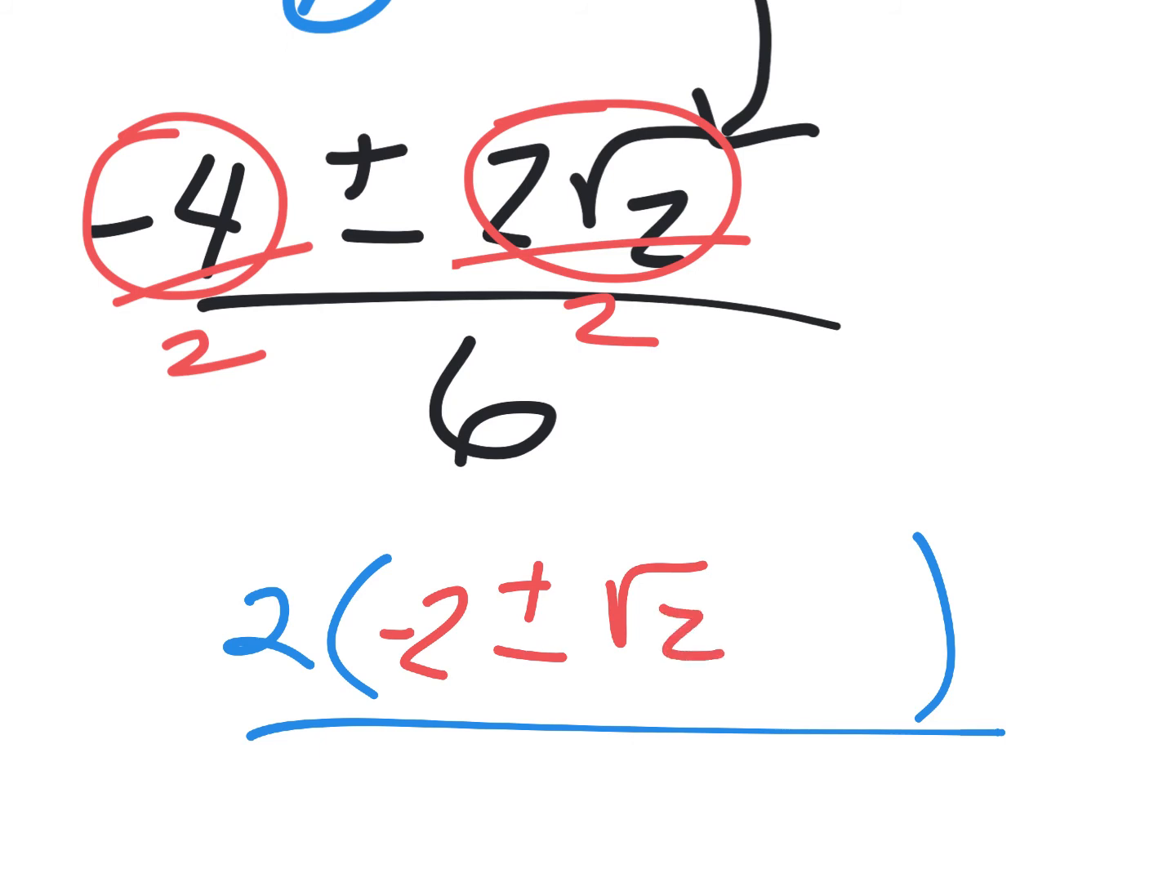Well, it's 2 times 3. We want the 2 there so that we can see, oh, look, it cancels with that one. And there's your final answer: negative 2 plus or minus the square root of 2, all over 3. So you're always going to simplify the square root first? Yep, for sure.